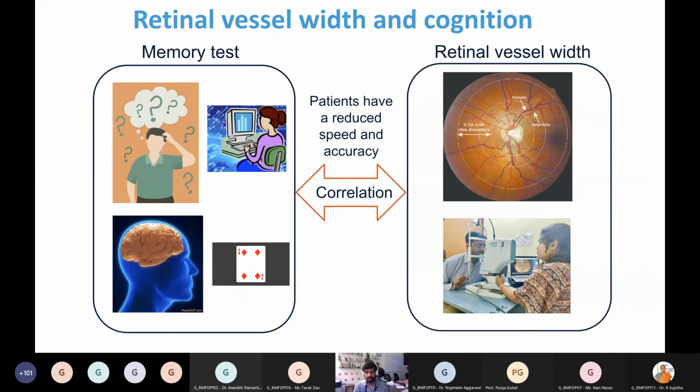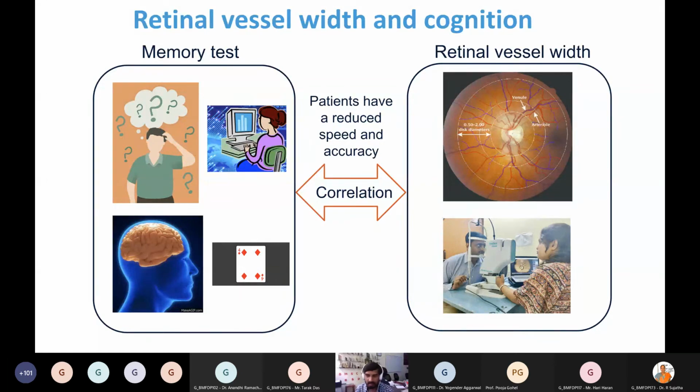Another thing which we did was this paper on vessel width and cognition. What was the cognition? We showed some pictures of cards and told them to press a key if they find the same card as before, and if it is a different card, to press another key. That was one experiment. Another experiment we did was that whenever a particular card comes, you have to press a key, if not, a different key. We did three to four different experiments.